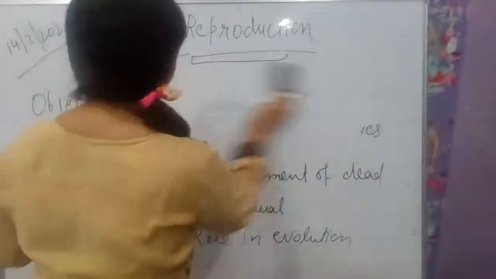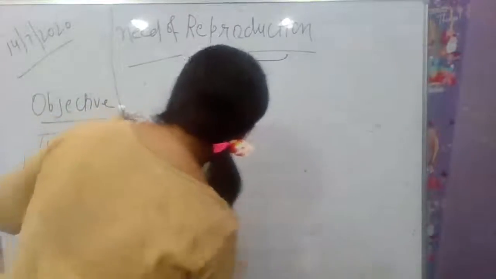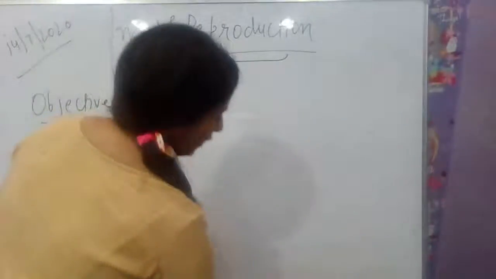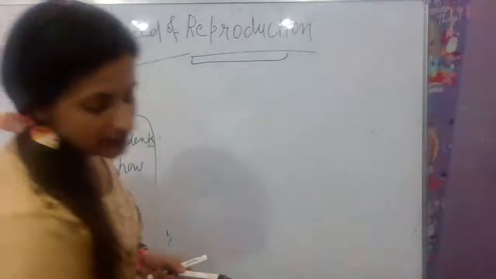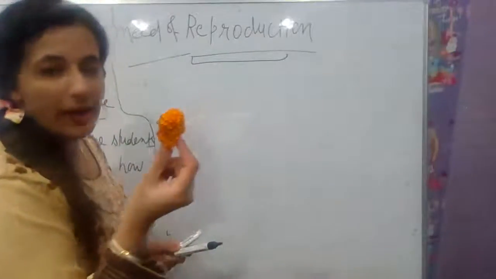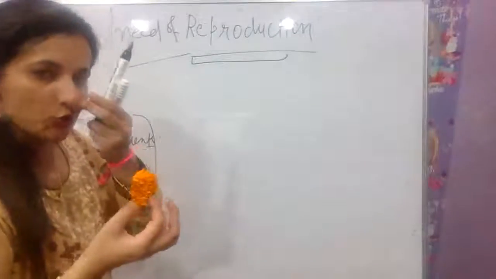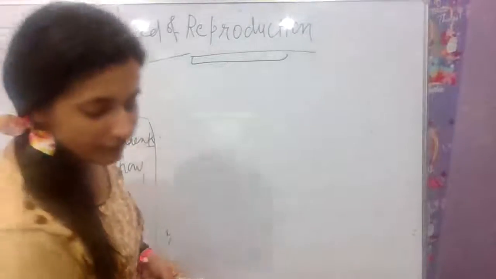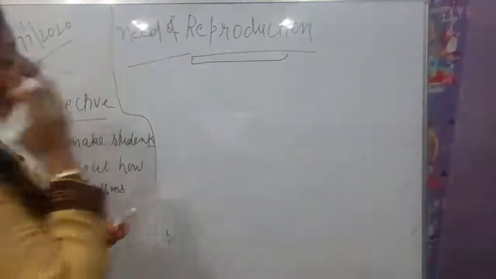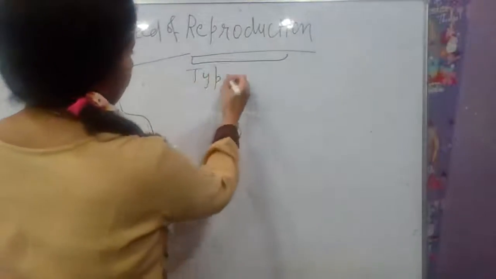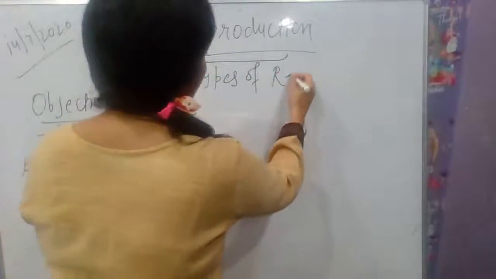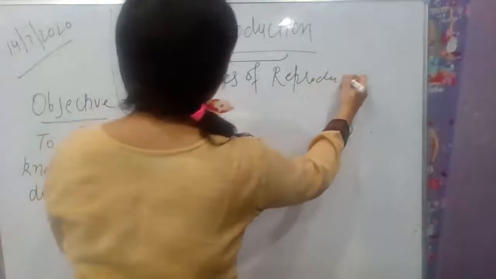There are two types of reproduction: asexual and sexual. Today, after the introduction, I will discuss sexual reproduction. I brought a flower and will do its dissection. I will show and discuss all the parts of the flower. Types of reproduction: there are two types, as you know.